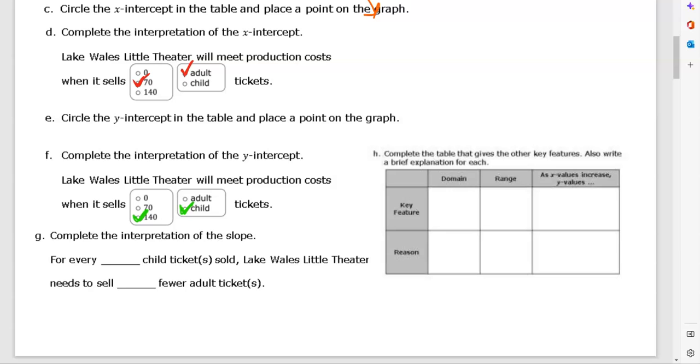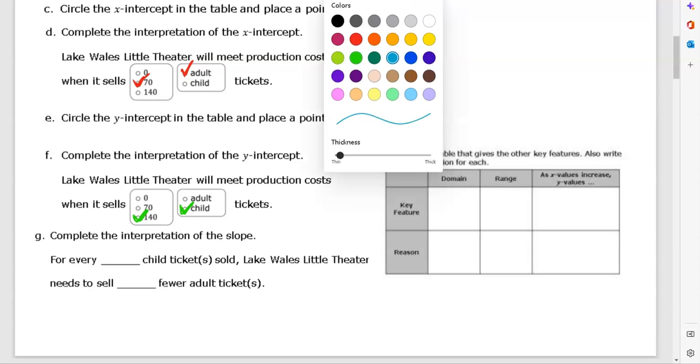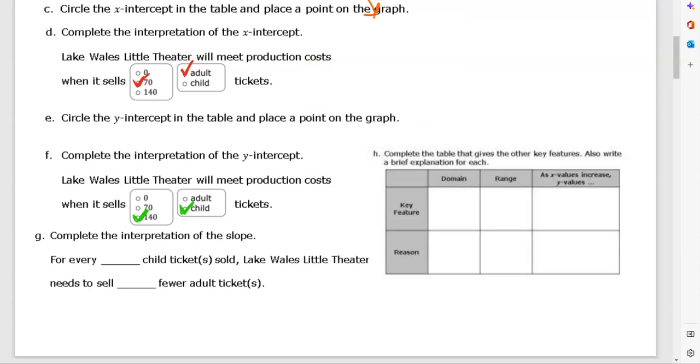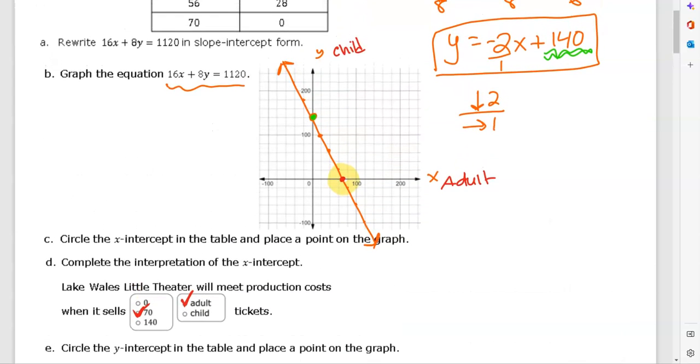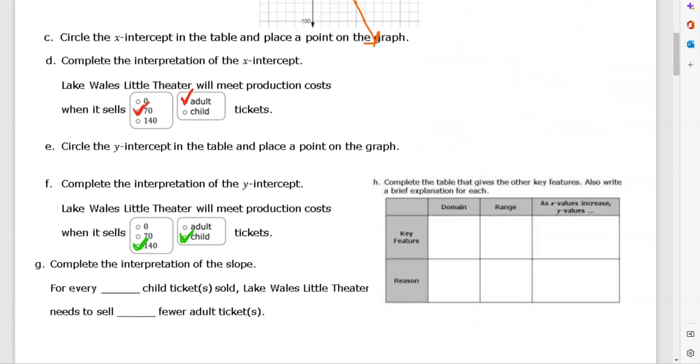All right, complete the interpretation for our slope. First off, what was our slope? Yeah, the -2/1, right? This is our slope, so that's what it's asking me to interpret. Is slope x over y or y over x? No, y over x. Slopes are the change in y over the change in x. So the 2 applies to child tickets somehow, right? And the 1 is going to apply to adult tickets somehow. Let's see what it says.